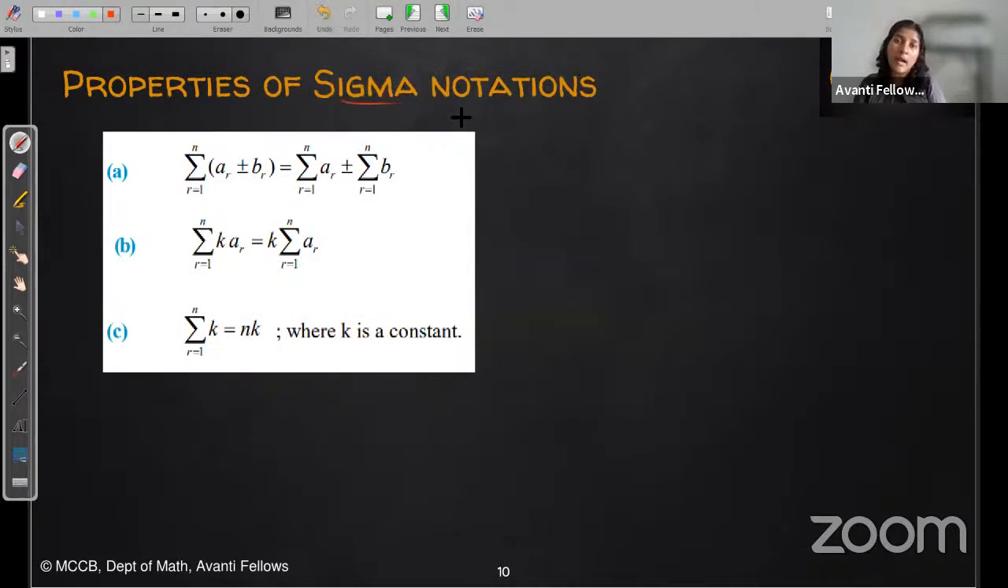Next, properties of the sigma notation, okay? Let's see. So sigma r is equal to 1 to n, a_r plus or minus b_r will be equal to, this we read as summation r is equal to 1 to n a_r plus or minus summation r is equal to 1 to n b_r. Okay. Remember, the sigma is read as summation. Fine. Okay.